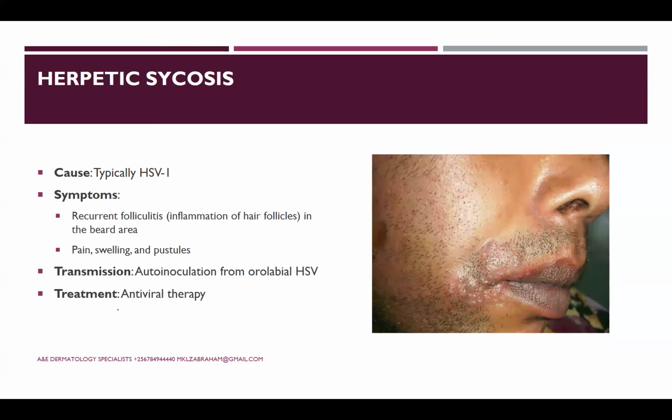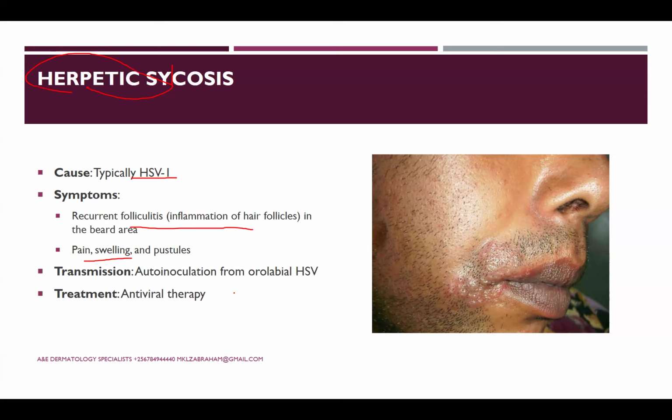So the second type of infection that can be caused by herpes is what we call herpes sycosis. In this case, you're having HSV-1 infecting the beard area. Someone can get recurrent folliculitis, which is a viral folliculitis around the beard area, presenting with pain and swelling. There can be pustules and grouped vesicles. And what you have to note about this is that it usually resolves in about 2 to 3 weeks, and the person will be okay. And then they will get another episode later on.